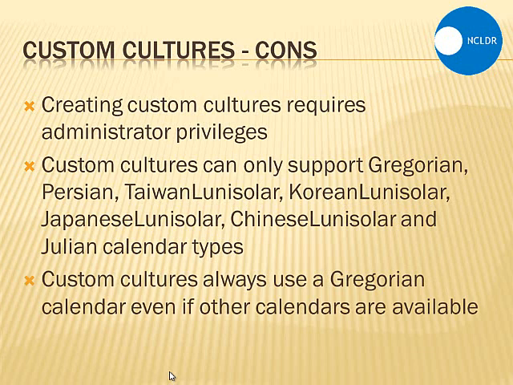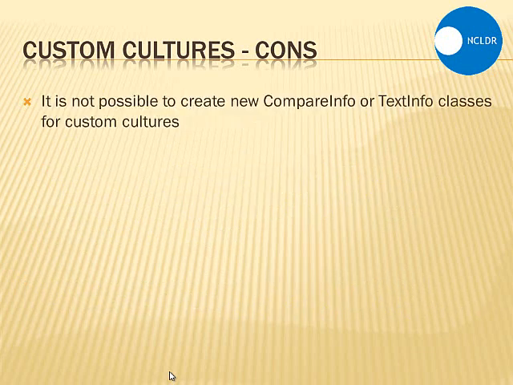Also note that custom cultures always use a Gregorian calendar. Even if there are other calendars available, a Thai calendar, they start by using a Gregorian calendar only. It's also not possible to create new compare info or text info classes. So if we want to change the sort algorithm of a particular culture for which CLDR has data, there's no way to do that because we cannot create compare info and text info classes in the .NET framework.